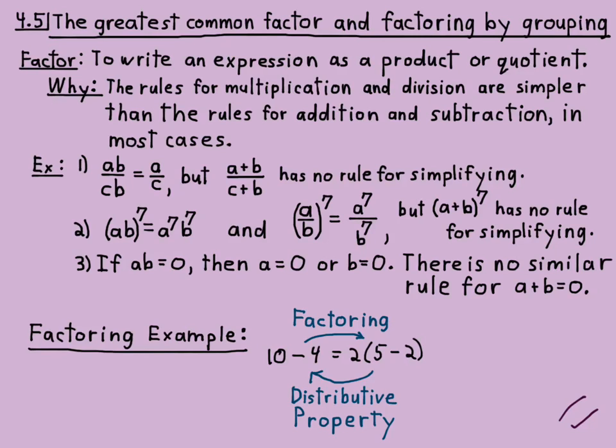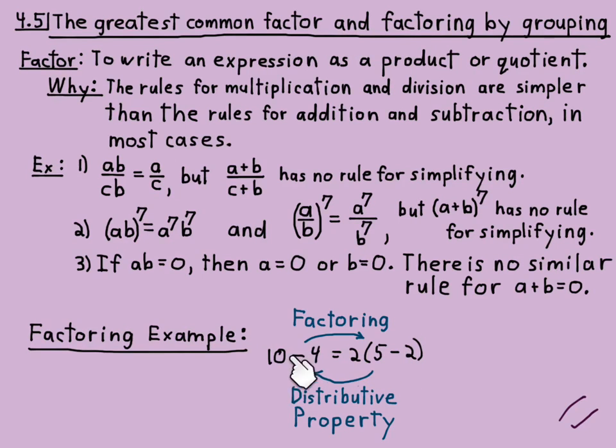So you got 10 minus 4 equals 2 times the quantity 5 minus 2. Now you can check this by just going right to left, which is the distributive property. If you take the 2 times 5, you get 10. 2 times negative 2 is negative 4. So you can see this is correct. And you can even calculate them. The 10 minus 4 is 6. 5 minus 2 is 3. Multiply that by 2, you get 6, right?